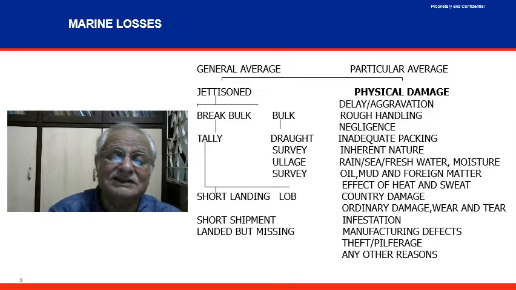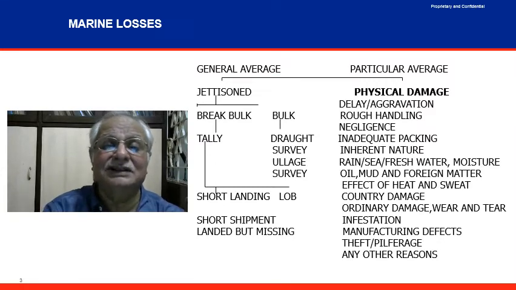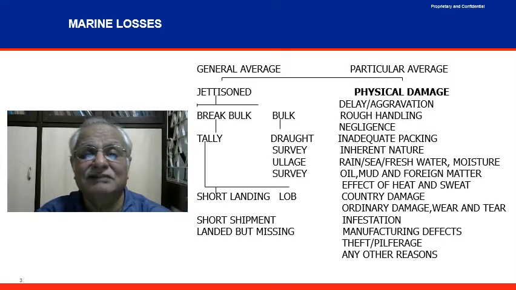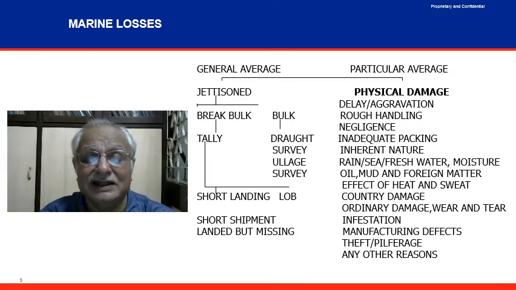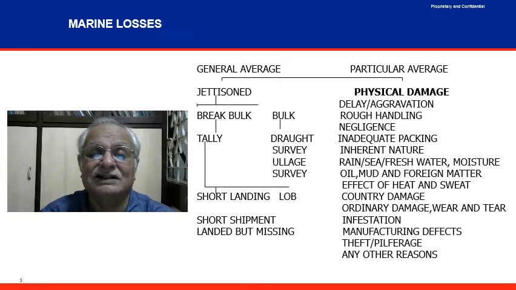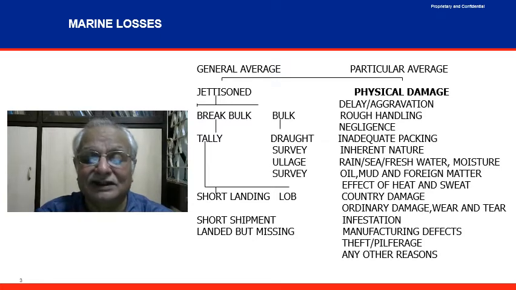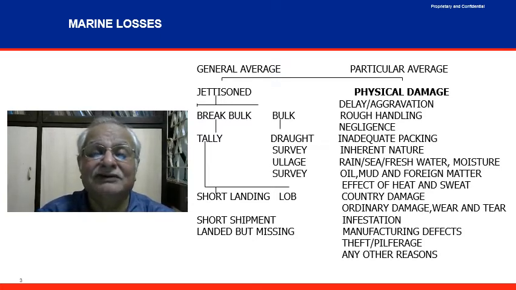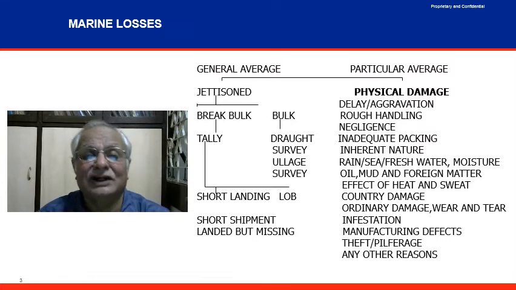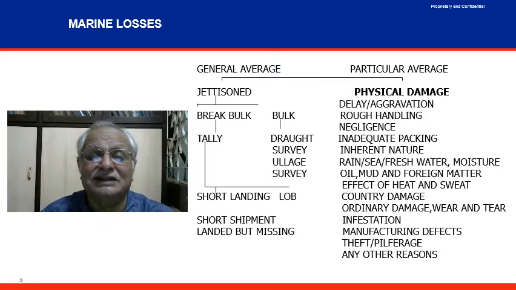Then there is a landed but missing certificate. There has to be a complaint lodged with the police station. The cargo was landed, there is no short landing, but subsequently it is missing. So you should know what is the LOB certificate, what is the landed but missing certificate, what is the short landing certificate, and what is short shipment. Because for certain cargo, there is every possibility it is not shipped at all. It is shut out. It is not loaded. Now there is every possibility that advance bills of lading are issued, and hence the bills of lading are issued but cargo is not loaded. So there is a possibility of short shipment, which has to be checked by the attending surveyor and the insurance company at the time of settlement of claim.